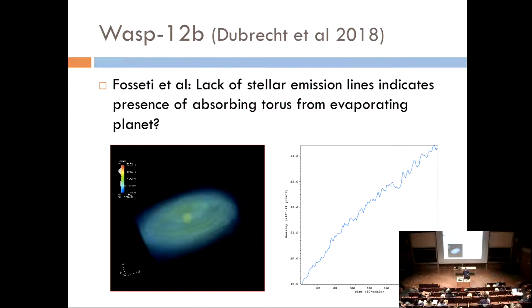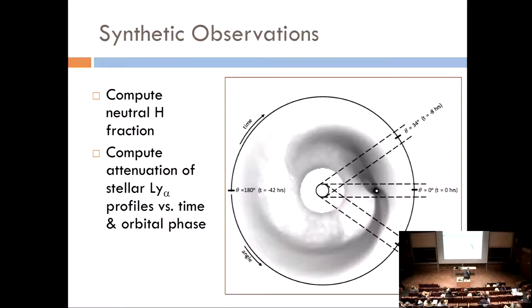transit observations. Now, of course, what we really want to do is synthetic observations of these to compare directly with the data. So we've set up a pipeline where we are computing the neutral hydrogen fraction and then sending Lyman alpha photons through it from the star to look for the absorption and see how that absorption compares to what we're seeing. I showed you that data from HST before. And you can do this at different angles, and that corresponds to different transit times, before the transit, during the transit, after. So that's what you're seeing here. This is an angle of 34 degrees, which would be 8 hours before the transit, 0 degrees, which would be right during the transit, or 8 hours after the transit.